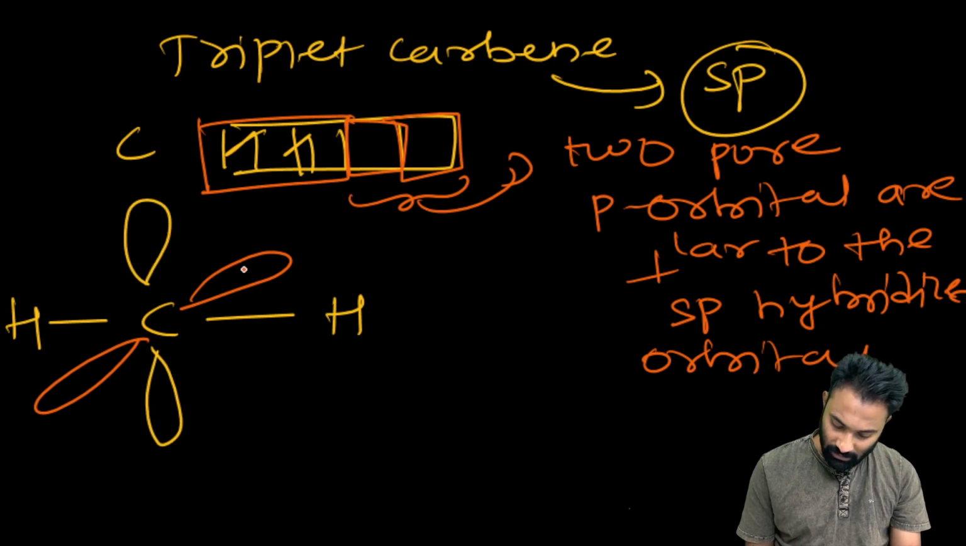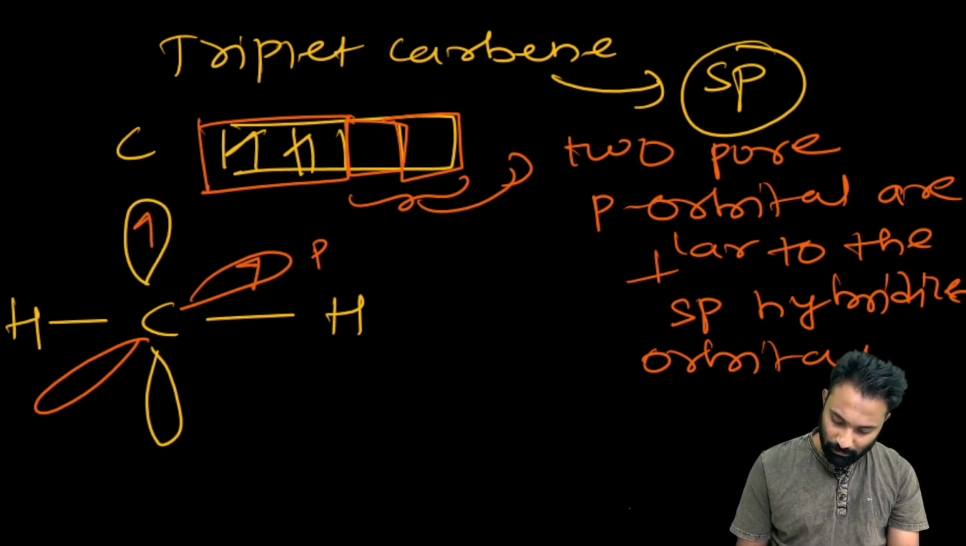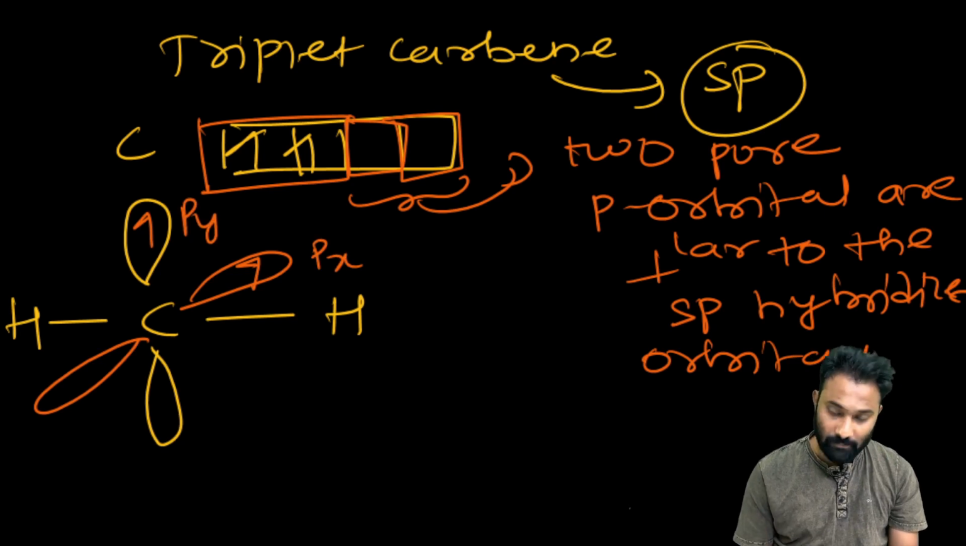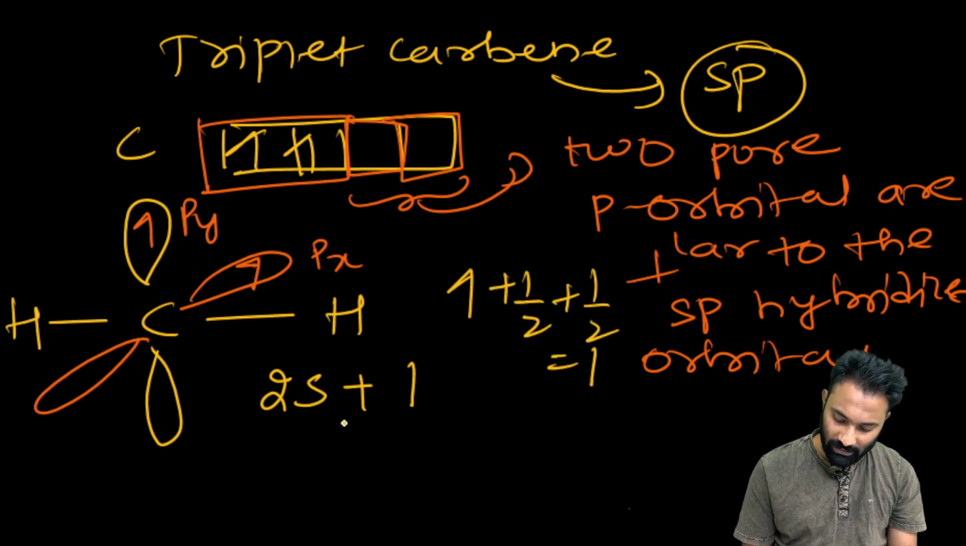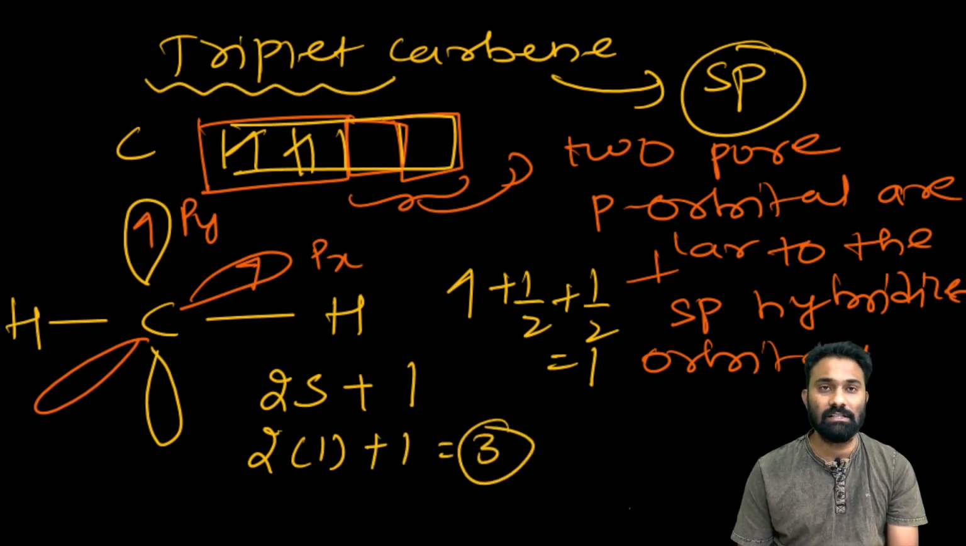Now, in each pure p orbital we are having 1 electron. Let's suppose this is a px. Now, this is a py. On px we are having 1 electron, and on py we are having an electron. Now, why we are saying this as a triplet carbon: if you calculate the spin 2s plus 1, each orbital we are having 1 electron, right? Now 1 electron with the above spin will give you the plus of 1, right? Now 2s we got as 1, plus 1, it will give you the 3. That's the reason this is a triplet carbon.